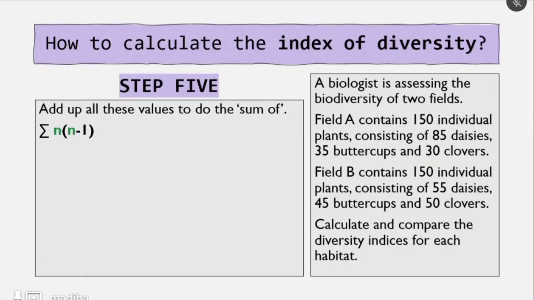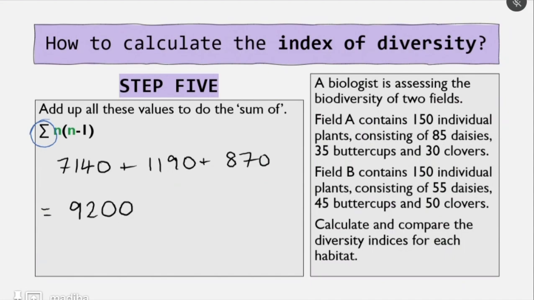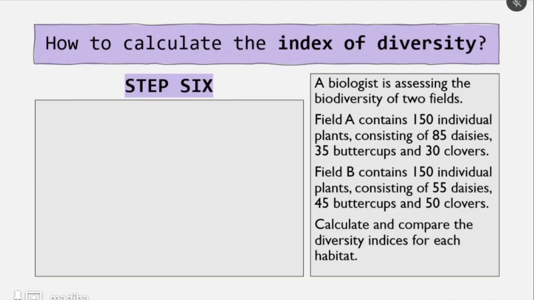Now we're going to add up all these values, do the sum of, okay? So we're doing the sum of now. So the values that I got, so I got 7,140 plus 1,190 plus 870. Now altogether that makes 9,200. So essentially this is going to be the denominator, because we've worked that all out. Okay, now we're nearly done. Next step. Again, if I'm going too fast, just let me know, because I don't know if I'm going too fast or not.